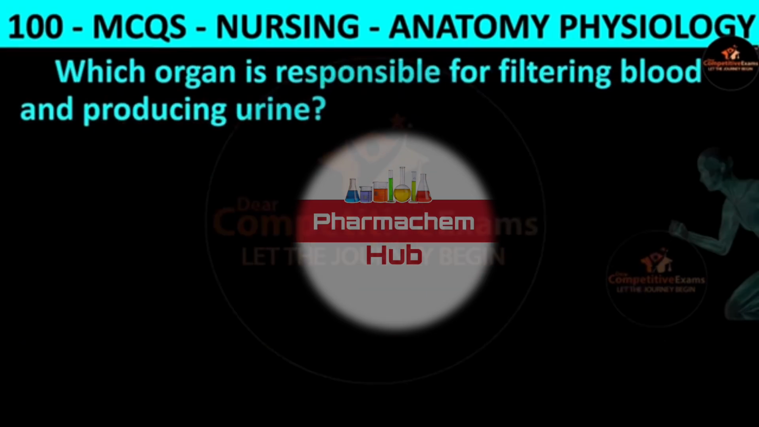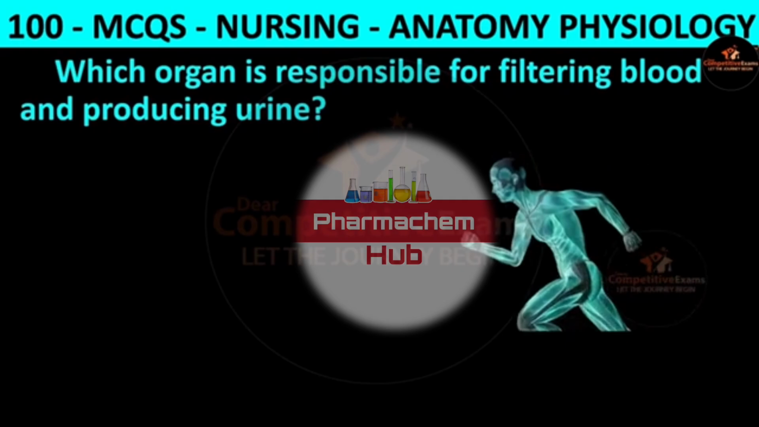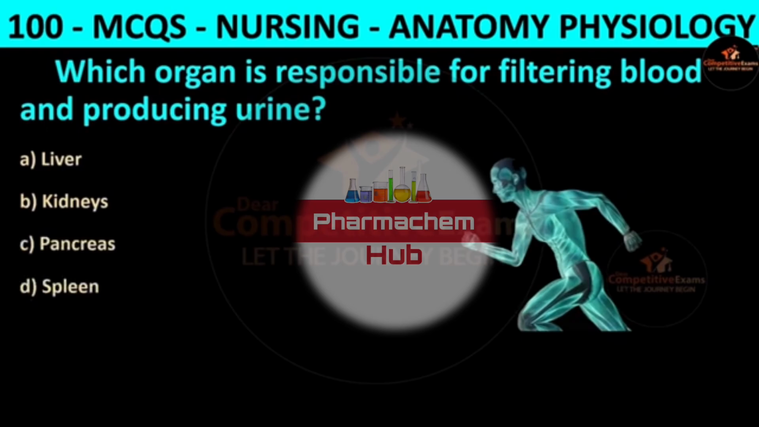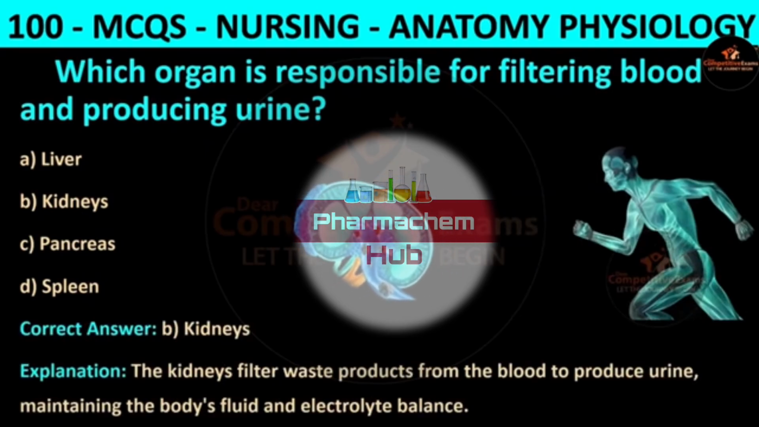Question number 90. Which organ is responsible for filtering blood and producing urine? The options are liver, kidneys, pancreas, or spleen. The correct answer is B, that is kidneys. The kidneys filter waste products from the blood to produce urine, maintaining the body's fluid and electrolyte balance.